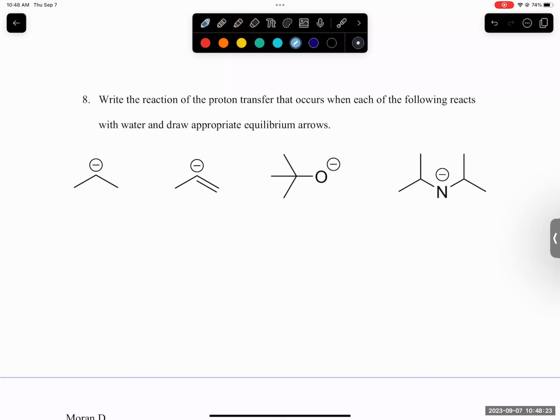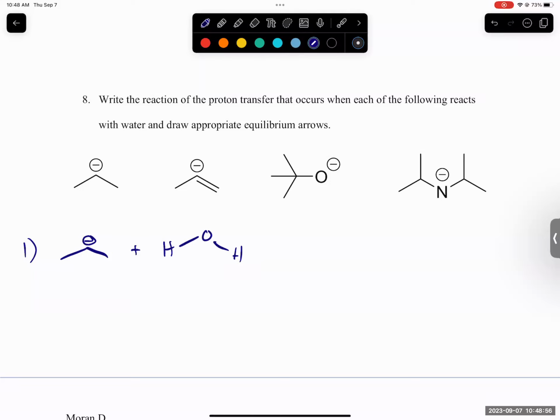So this one here, let's start here on the left. What kind of species is that? The negative charge is on what kind of atom? Carbon. Carbon atom, right? So this is number one. So that is going to react with what? What is the problem saying? It's saying water, right? It's saying each of these reacts with water.